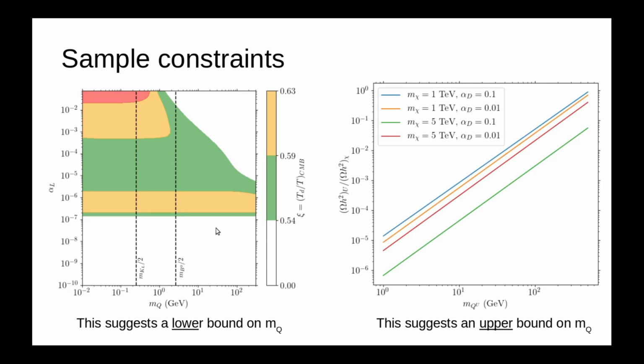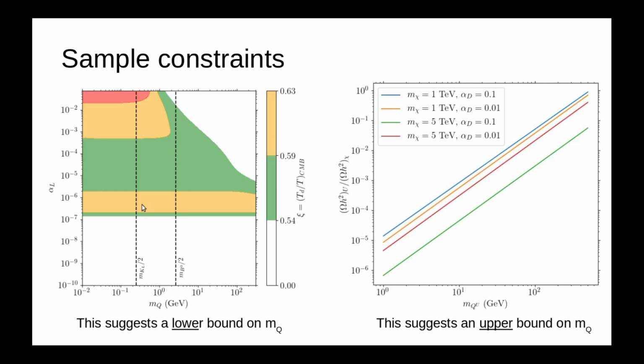So note that here we have translated the limits on N effective to bounds on this temperature ratio, Td over T, or C. And we note that the central value for this C coming from the N effective limit is 0.54. These green and yellow bands correspond to 1 sigma and 2 sigma limits respectively, while this red band over here corresponds to the 3 sigma limit and beyond. The white regions correspond to cases where the temperature ratio at the CMB epoch is below 0.54 and are thus allowed under the N effective limits.